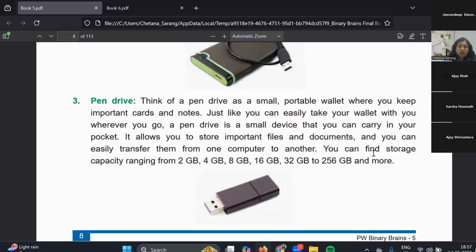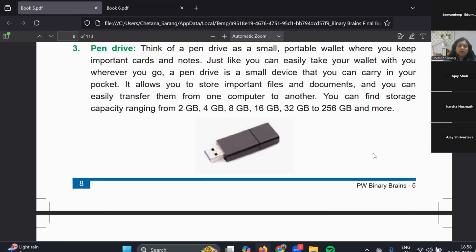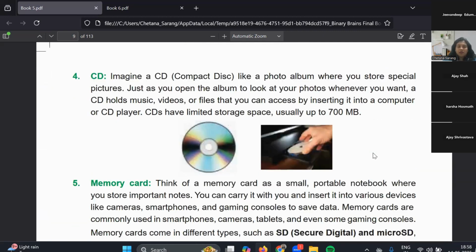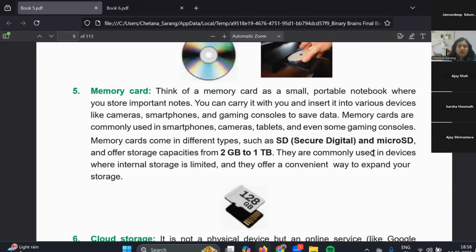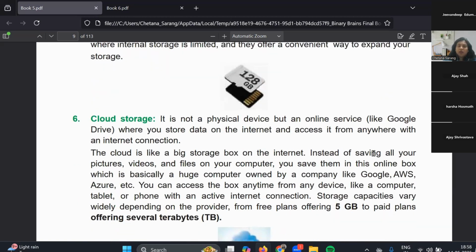So the pen drive range for quick fix, pen drives are still good because when there is no internet or I want to quickly transfer, pen drives are still handy. They are in the market doing well. And CD, I think this generation of students may or may not have seen this. We just thought we'll show them what these are. Memory cards. Then comes cloud storage in the end.